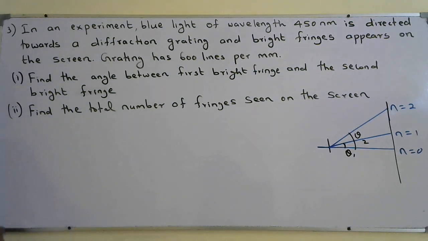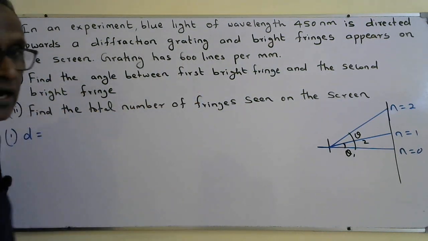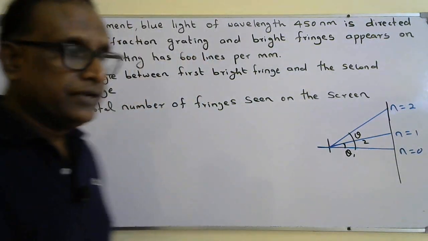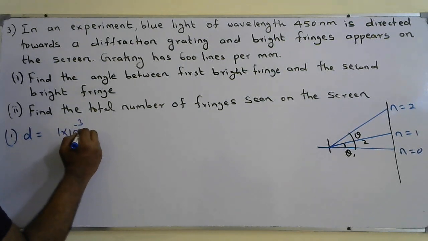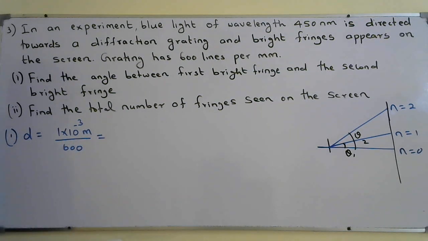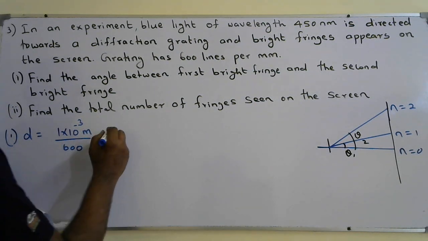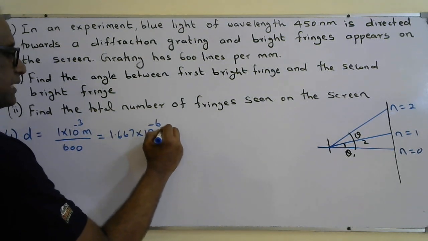So it's not a big thing. We have to find theta 1 and theta 2 separately by using the equation d sine theta equal n lambda. First, we need to find d. d is equal to 1 over the number of lines per millimeter. We need to find it in meters. So 1 times 10 to the power minus 3 meter divided by 600. There you will get 1.667 times 10 to the power minus 6 meter.